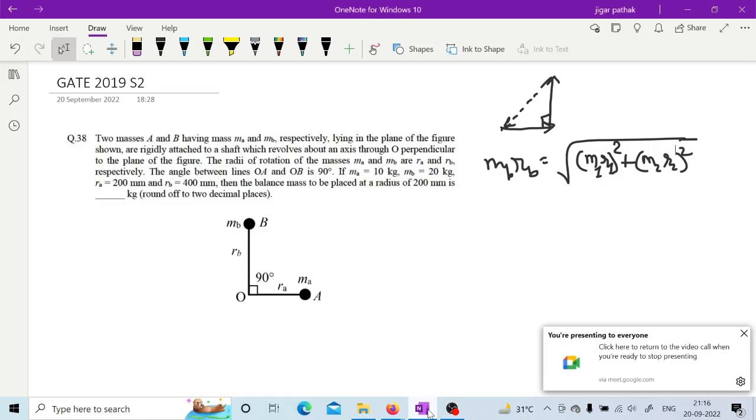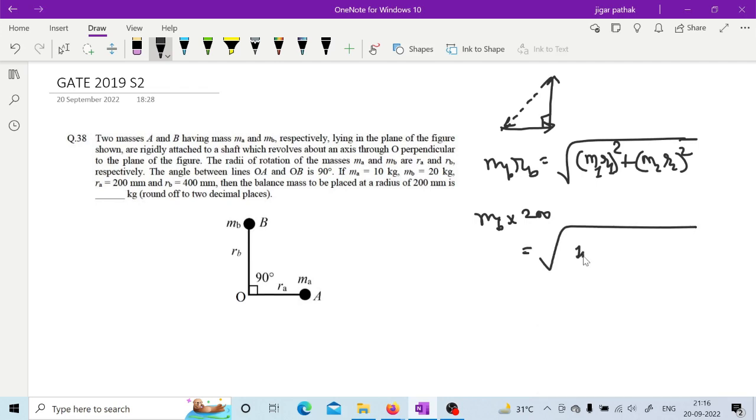Sir, approximately 41.2312. 41.23, correct. It will be 41.23 because MB into RB is given as 200. Square root of 40 squared plus M1 root of 10 squared. Yes. 10 into 200 plus 20 into 400 squared. So it will give you 41.23. Correct?